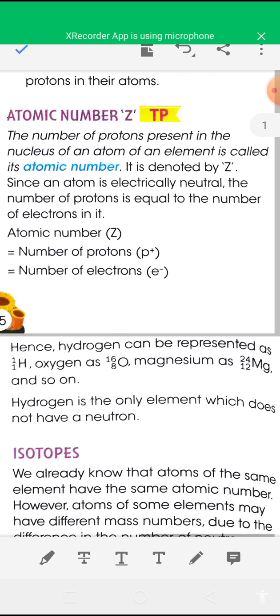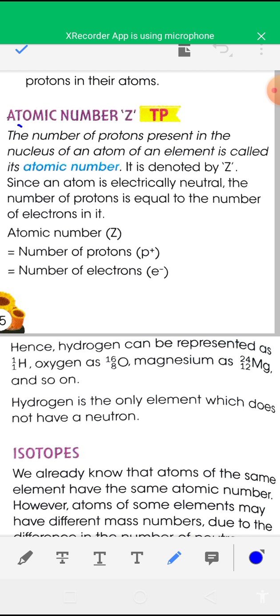So today, first I will discuss what is atomic number. Atomic number, which is represented by Z, in simple words, is the number of protons present in the nucleus of an atom. Atomic number is the number of protons present in the nucleus of an atom of an element, and it is denoted by Z.